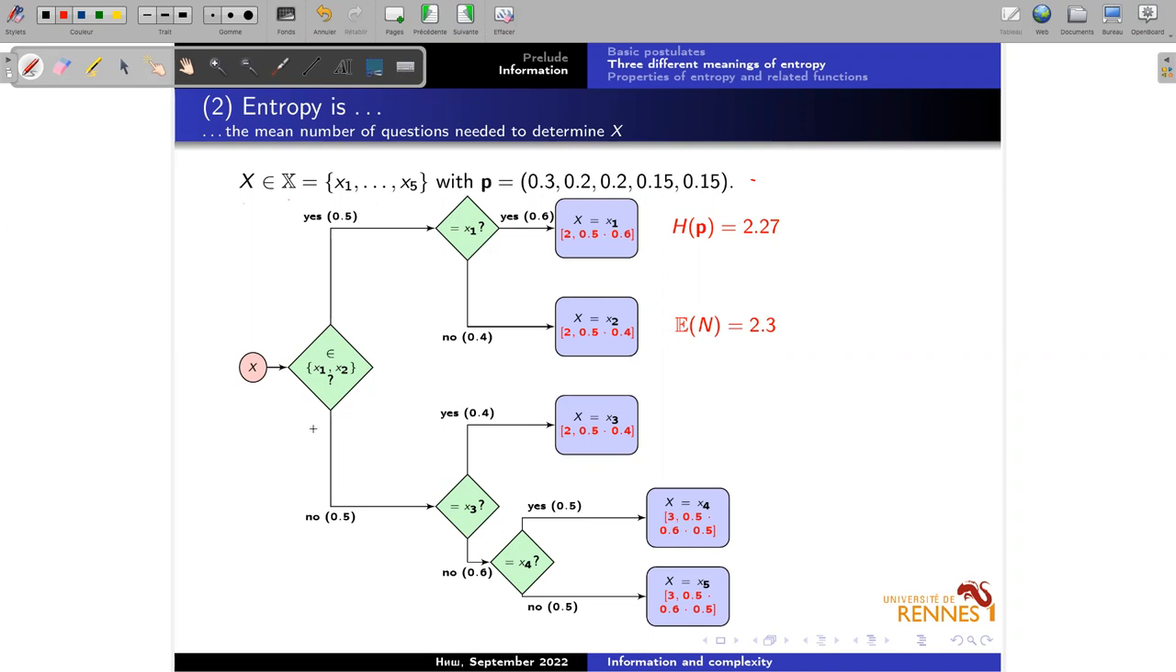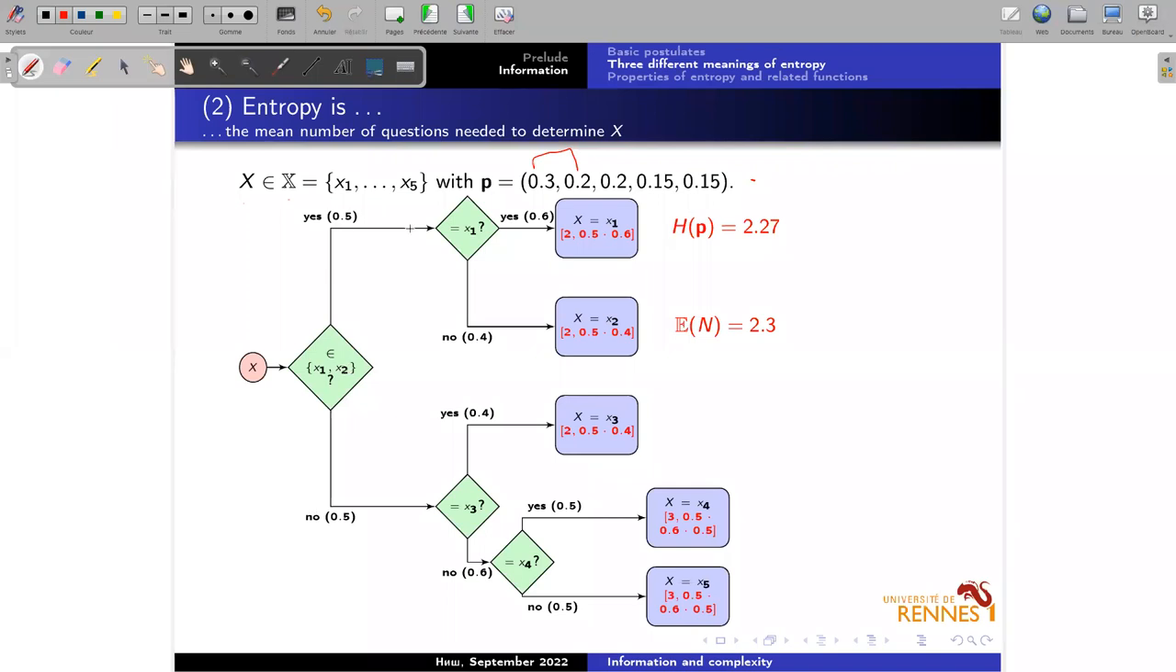So the idea is the following: try to separate this set of points x1 to x5 in such a way that the probabilities of the subsets are almost equilibrated. So here I ask first, is the random variable x taking values in the set x1, x2? So you see that x1, x2, if I look at this vector here, is 0.5. So the complementary set will also be 0.5. And so here I have made a question that is quite equilibrated in probability. So either the answer is yes or no, and these two branches happen with probability 1/2.